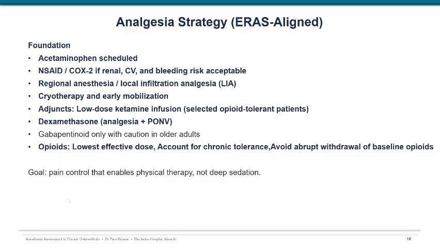We can go for a low dose ketamine infusion instead of an opioid infusion in selected opioid tolerant patients. Dexamethasone can also be given because it acts as an analgesic as well as reduces the risk of postoperative nausea and vomiting. Gabapentinoids can be given, but should be used with caution in older individuals. Opioids can be given in low doses, but we have to keep in mind chronic tolerance and the withdrawal symptoms which happen if they are discontinued. So we have to control the pain as much as it enables physical therapy and does not produce deeper sedation.